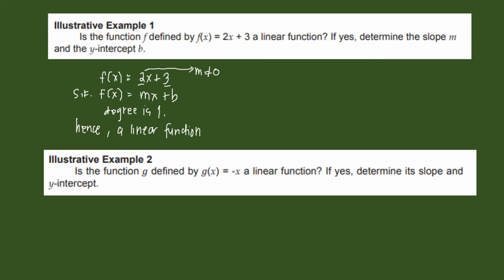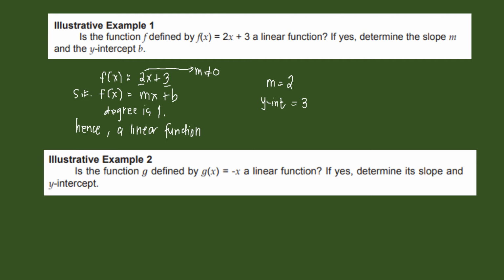So, what is the slope? The slope m is the one beside the variable x, so that is 2. And what is the y-intercept? The y-intercept is the b, and that is equal to 3.